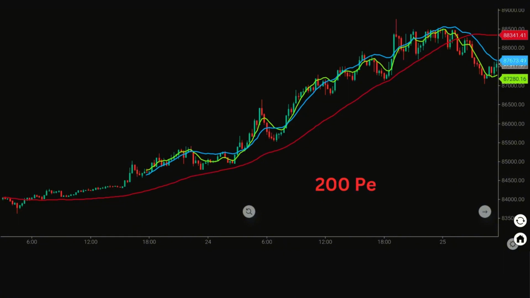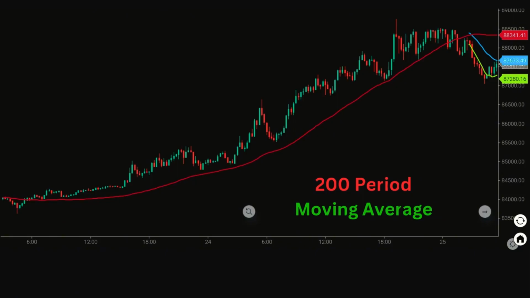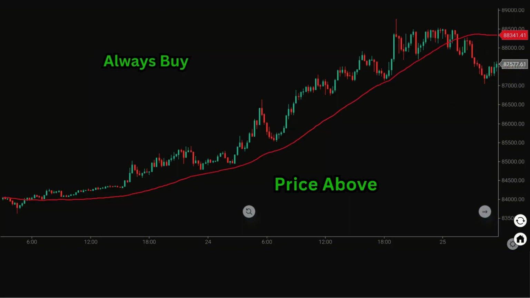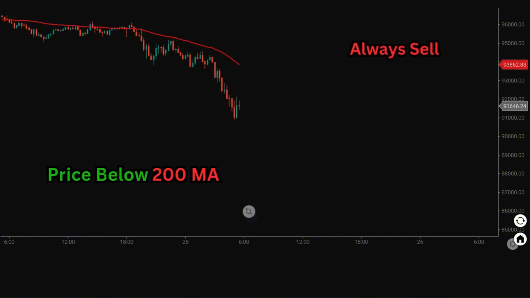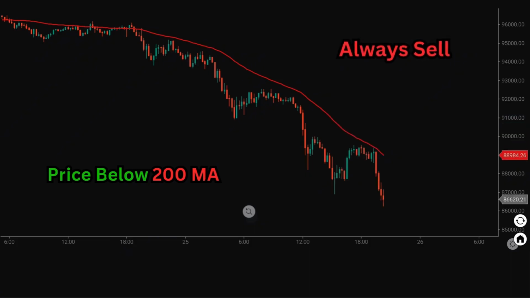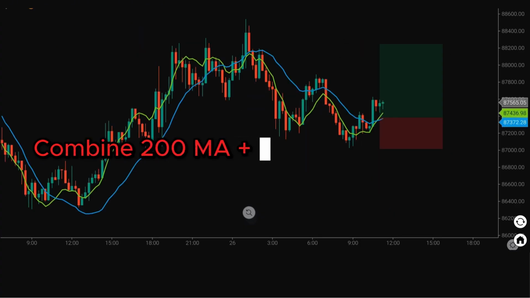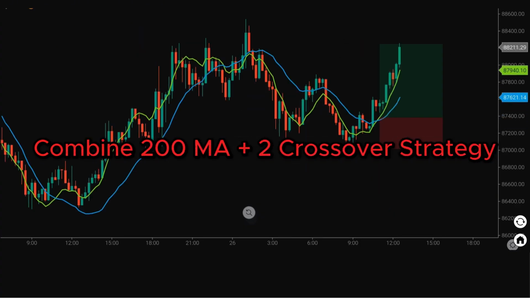Want to make this even more powerful? Add a trend filter using a 200-period moving average. If price is above the 200, only take buy signals. If price is below the 200, only take sell signals. It helps you trade in the direction of the larger trend. This one filter can turn a 38% win rate into a 48% win rate just by avoiding trades that go against the main flow. Combine this with the two successful crossover rule, and your strategy becomes much stronger.